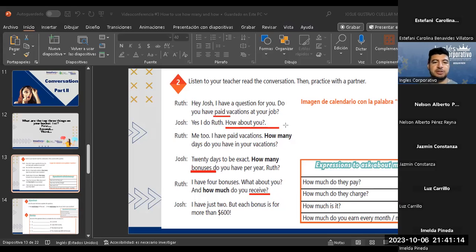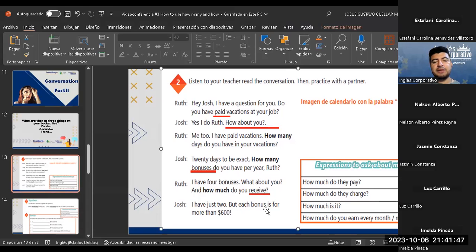Entonces tenemos, dice, hey, Josh, tengo una pregunta para ti. ¿Se te pagan las vacaciones en tu trabajo? Y le dice, sí, Ruth. ¿Qué hay sobre ti? O, ¿y tú? A mí también, tengo vacaciones pagadas. ¿Cuántos días tienes en tus vacaciones? Le dice, 20 días, para ser exacto. ¿Cuántos bonos tienes por año? Ruth le dice, tengo 4 bonos. Bastante bien. ¿Qué hay de ti? Y le dice, ¿cuánto recibes? Y le dice, yo solo tengo 2, pero cada bono, each, ¿verdad? Eso se le llama each, pero cada bono es por más de $600, ¿ok?